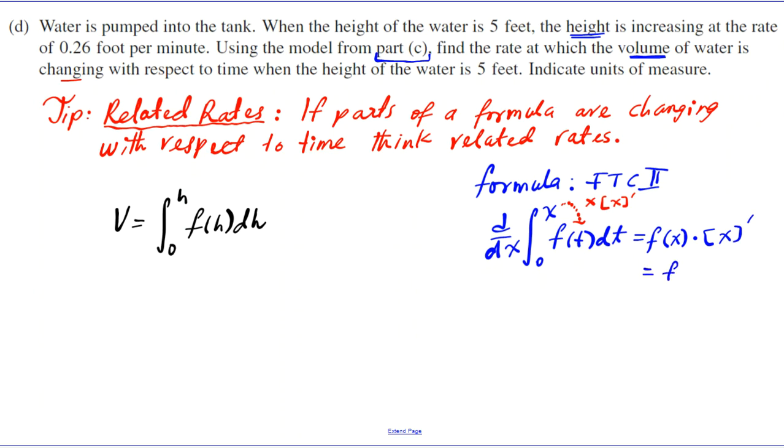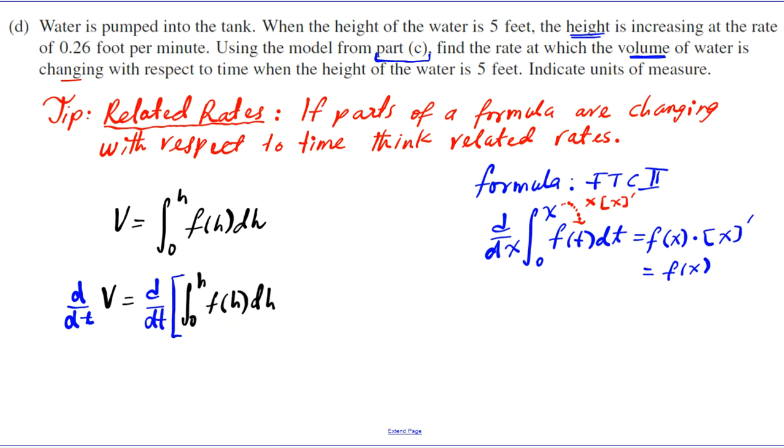But in this problem, something unique is happening. I'll go over it right now. Check this out. We're going to apply this formula here. We're going to differentiate this entire formula, both sides, with respect to time. So we're looking at the rate of change of the volume, d/dt of V, equals d/dt, the derivative with respect to time of the right side of the expression, this integral right here, the derivative with respect to time of the integral from 0 to h of f of h dh.